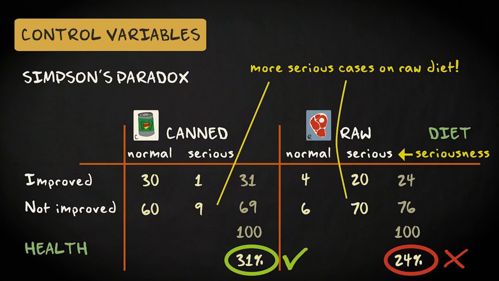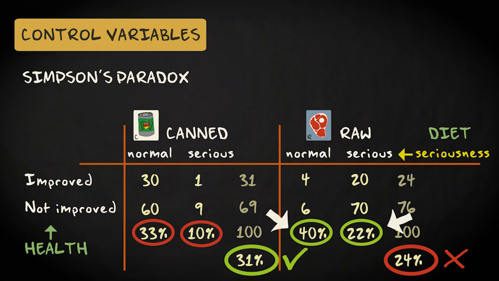Now suppose that the prescription of raw versus canned food is related to the seriousness of the urinary problems, and that seriousness is also related to health improvement. We see that for both serious and normal health issues, the raw diet outperforms the canned diet. The overall percentage of improvement for the raw meat diet is greatly lowered because there are so many serious cases, obviously with a smaller chance of improvement, put on this diet. This is a typical example of Simpson's paradox.